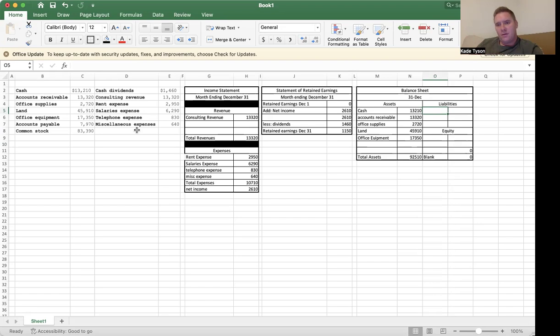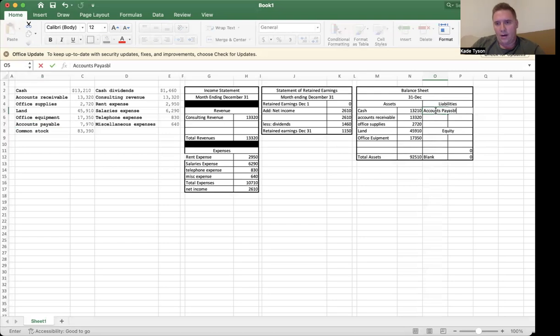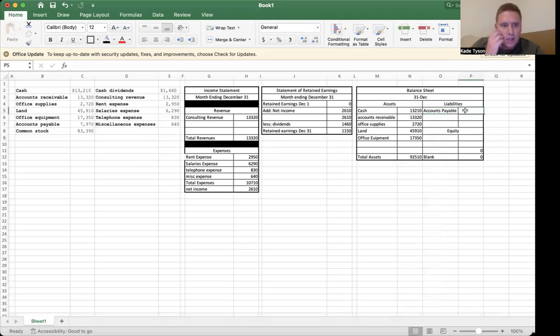But specifically for our balance sheet, the liability that we're looking to add is something that we haven't used here yet, which is going to be our accounts payable. So we're going to add our accounts payable. We'll make this a little bit bigger. And our accounts payable right now is $7,970. And that's really it. We have our accounts payable there.